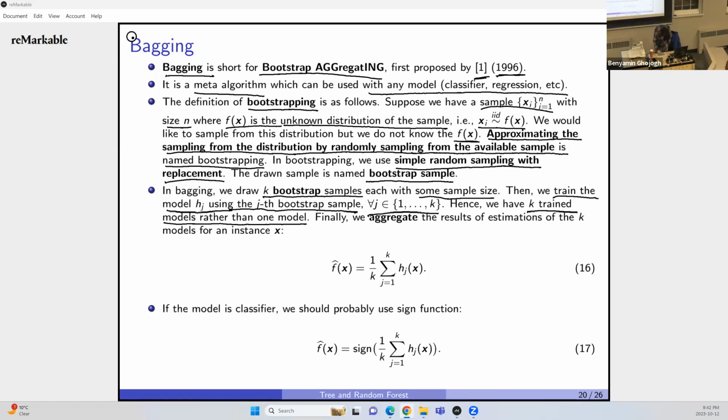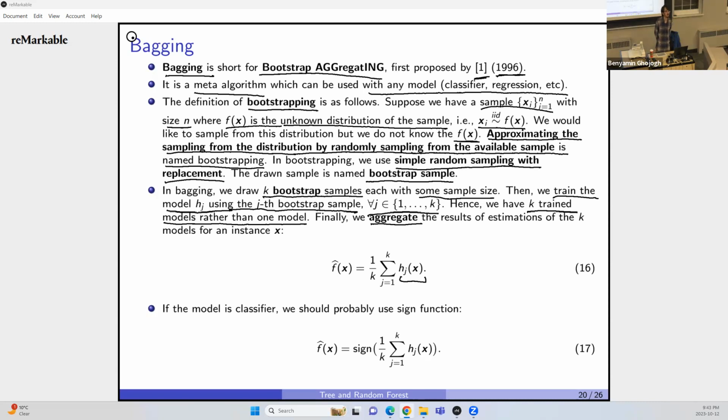How can we aggregate them? The simplest thing is what? Every model has some prediction, Hj of x, where x can be a test data point. I have already trained them, so I can use them in the test phase. I train k models. Now training is over, and in the test phase some x comes. I can feed this x to each of these k models. It gives me some predictions, so I will have k predictions.